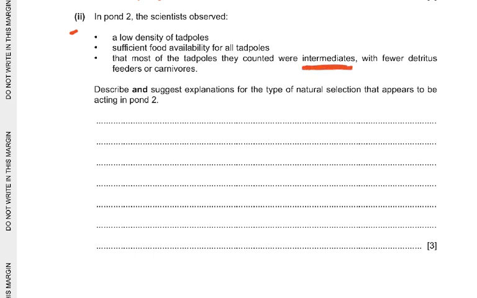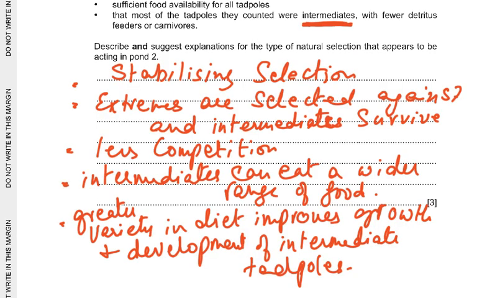Now this is called stabilizing selection, because the one type has gained more popularity, and it is an advantage, and that's why there are a larger number of them now in this pond. So wording it: stabilizing selection, even if you didn't know that word, you've said extremes are selected against and intermediates survive, less competition, intermediates can eat a wider range of food, greater variety in the diet improves growth and development of intermediate tadpoles.